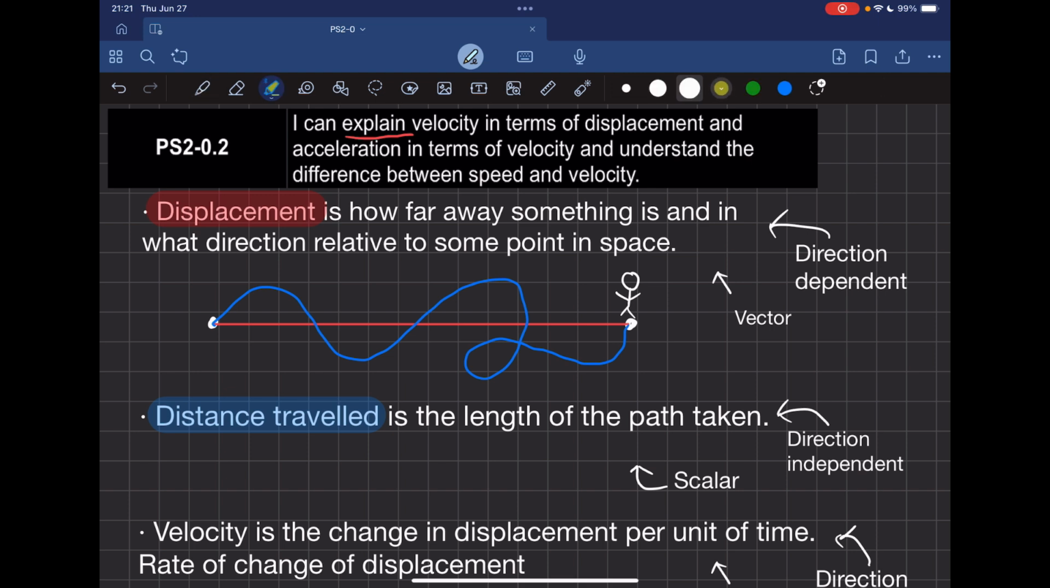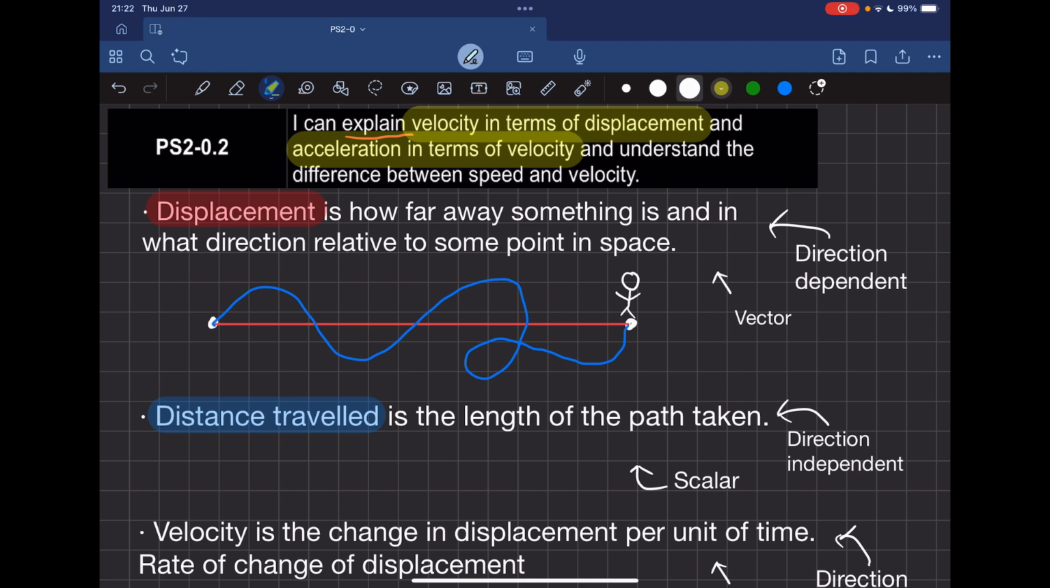So what are you going to explain? You're going to explain velocity in terms of displacement. So basically, define what velocity is in terms of displacement and what acceleration is in terms of velocity. You're basically just giving definitions of these things and understanding what they mean and what they are.